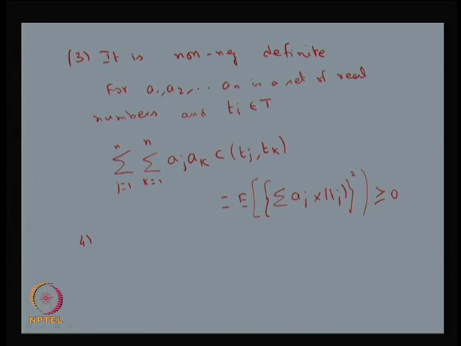The fourth property: the sum as well as the product of any two covariance functions are also covariance functions. This property needs elaboration, however we assume it for this course. So, these four properties will be used later whenever you would like to cross-check whether a function is a covariance function, or how to find the covariance function.